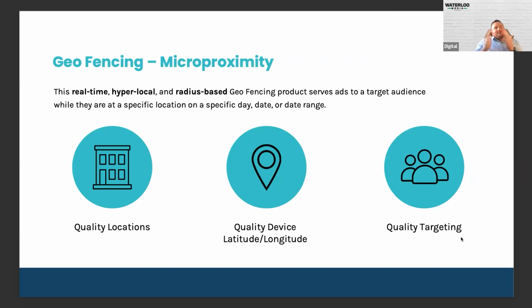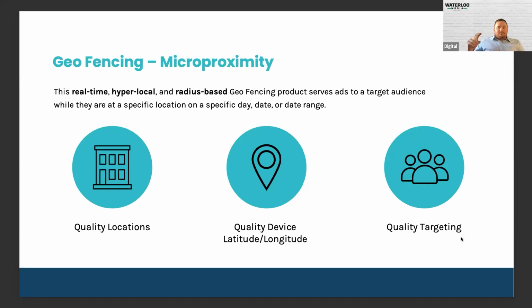So, as Brandon mentioned, there are two types of geofencing options out there, right? Device ID was the look back. What is the other one? The other one is called micro proximity. What that means is that we are geofencing an area in real time, targeting devices within that defined area.